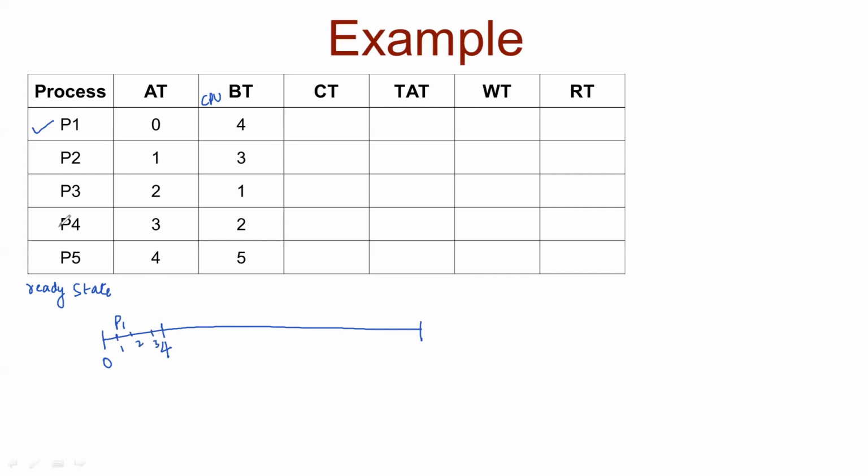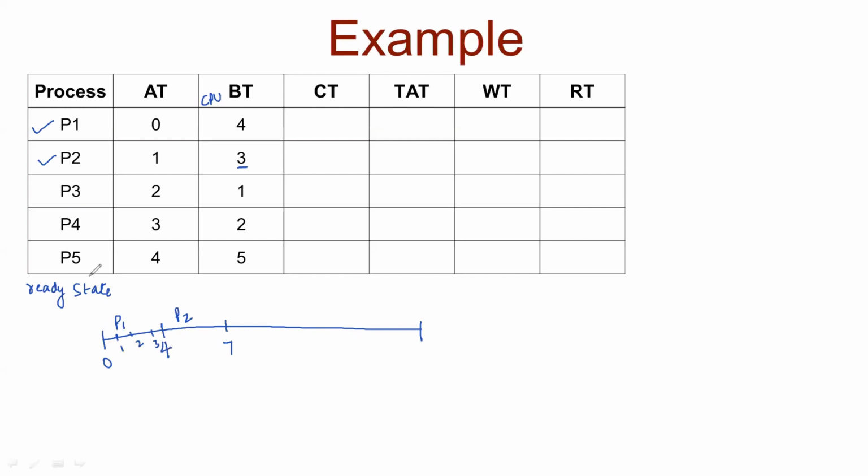Now at time 1, 2 and 3, P2, P3 and P4 came in main memory and are in ready state. But P2 is first among P2, P3 and P4 to come in main memory. So CPU will be allocated to P2. So after 4 time units, P2 will execute, and it will execute for 3 time units. So it will execute till 7 time units because its burst time is 3. So P2 is done.